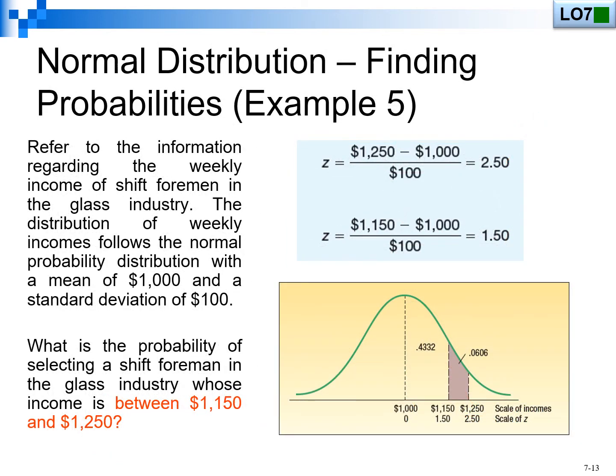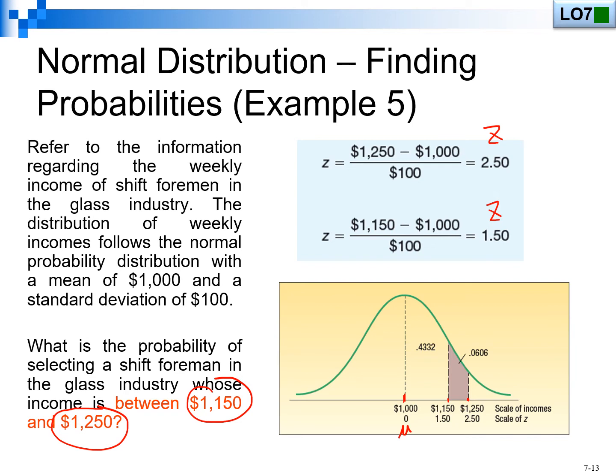Okay, so in this illustration, you're trying to find the area between 1,150 and 1,250. So if you look here under your curve, notice 1,000 is still your mean. There's your mu, that's in the middle. Here's your 1,150, and here's your 1,250. So you first have to convert these to z-scores. So you take 1,250 minus 1,000 divided by 100. There's your first z-score, which is 2.5. You take 1,150 minus 1,000 divided by 100. You get a z-score that is at 1.5.